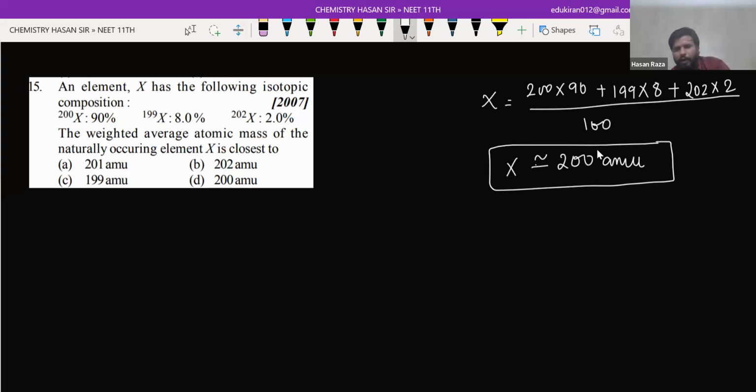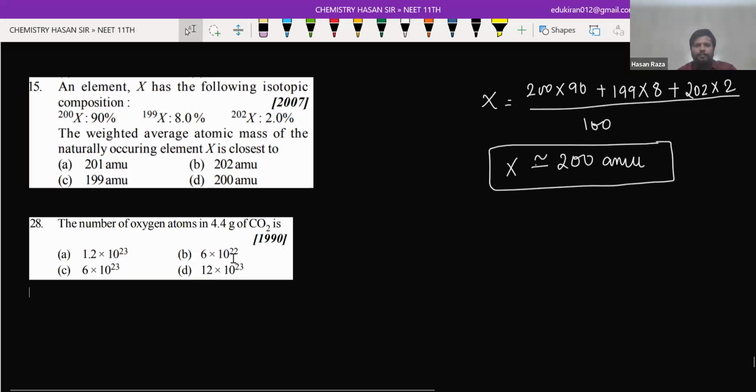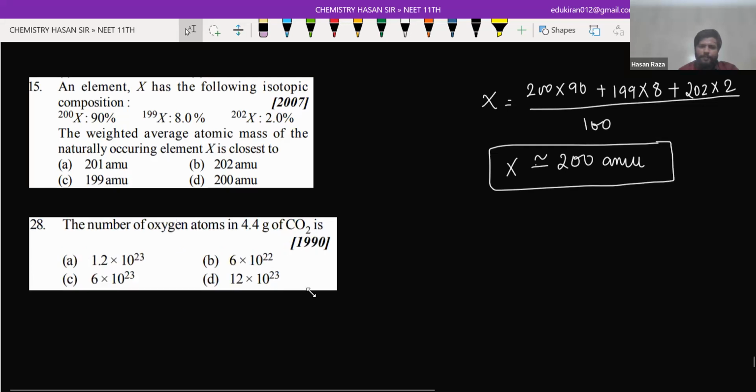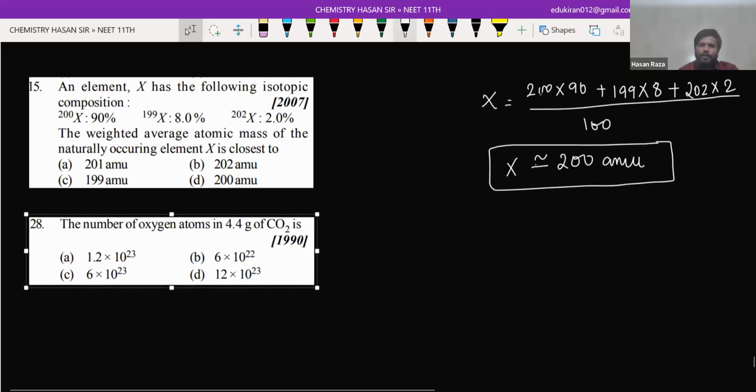So this is how we calculate the average mass of isotopes. Is that clear? Please do this as well. I think you know what isotopes are, right? This question is very easy.